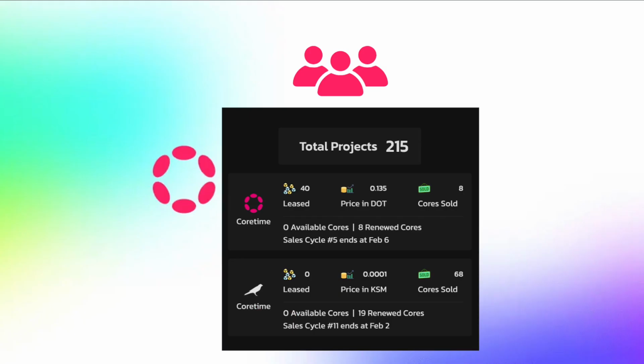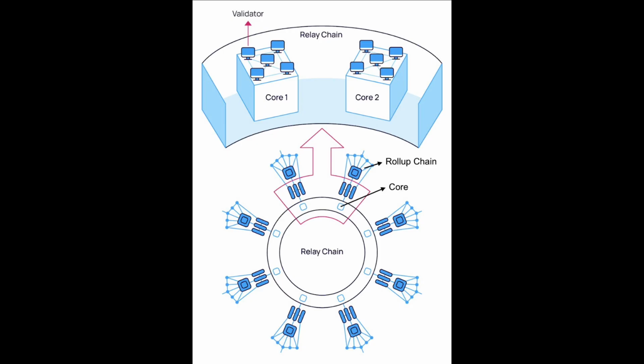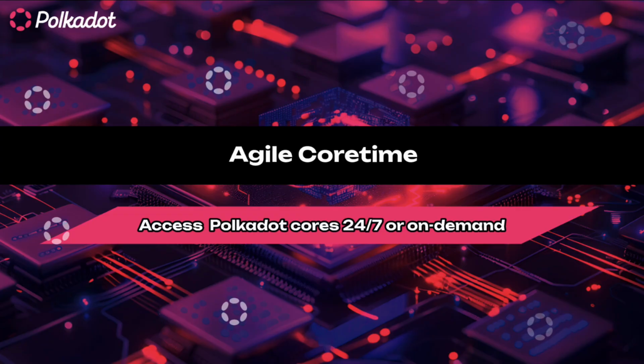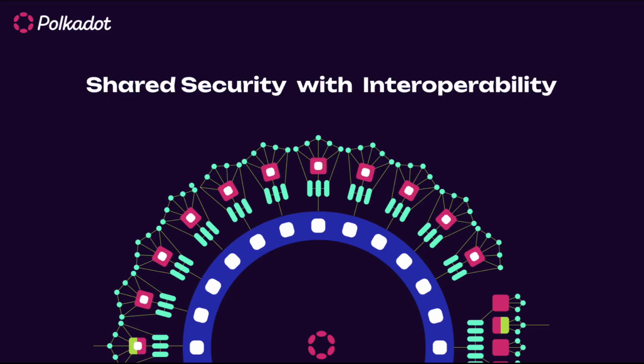Now, from the projects and enterprise side, they can use DOT to access its core time and block space. A Polkadot core represents an abstraction of a verifiable computing engine that secures a parachain. Through agile core time, parachains or simply Polkadot rollups can access the cores 24/7, 365 days, or in regular intervals or on demand. Parachains on Polkadot also benefit from its secure interoperability, which lets the applications talk to each other securely.